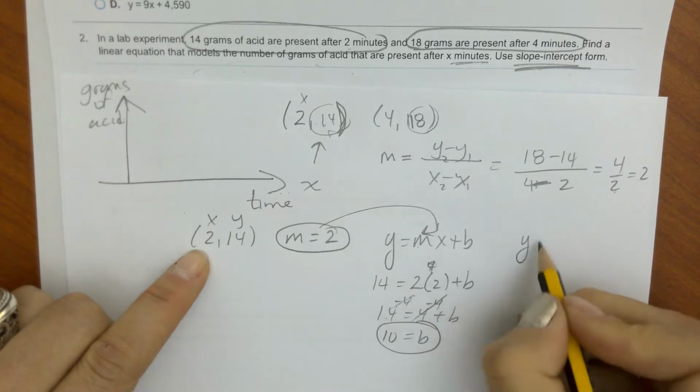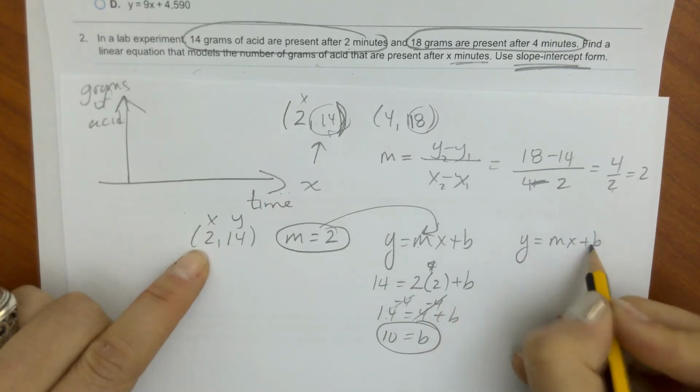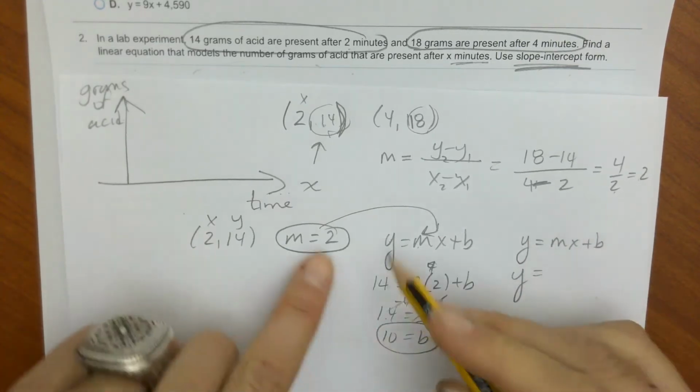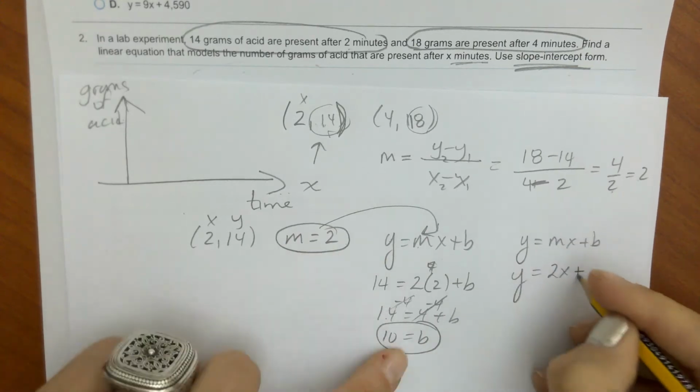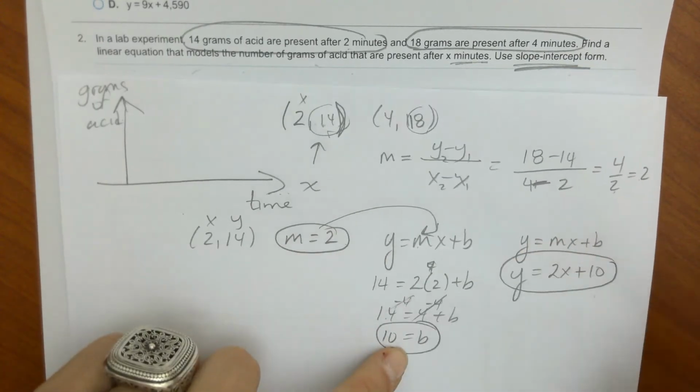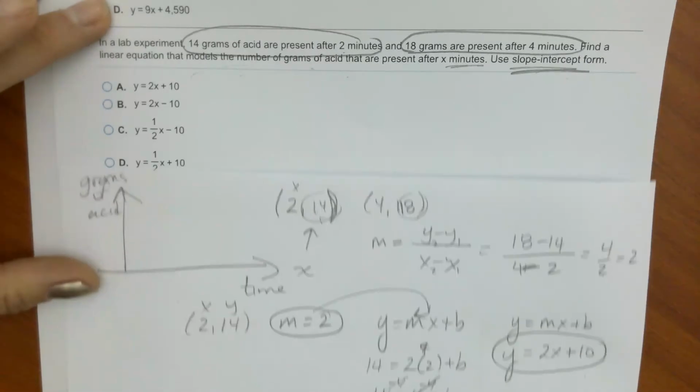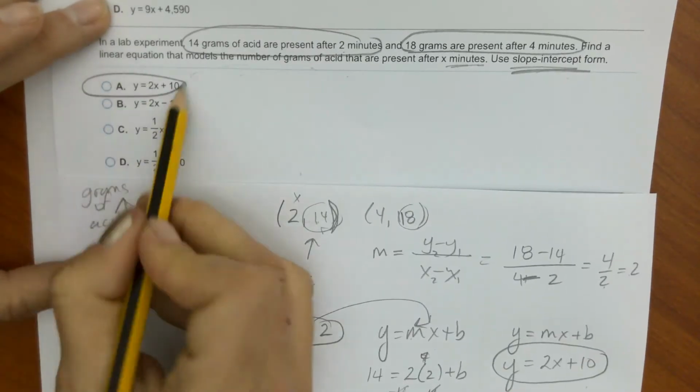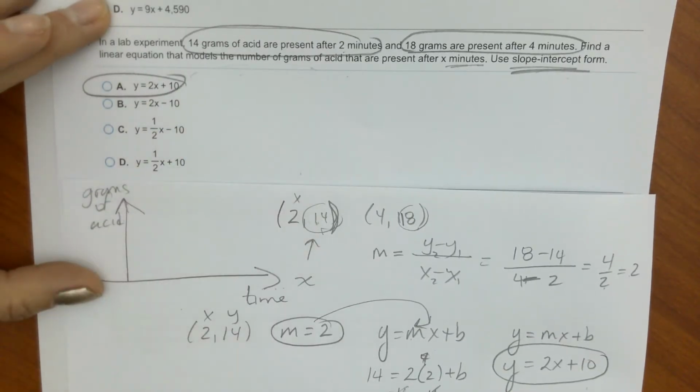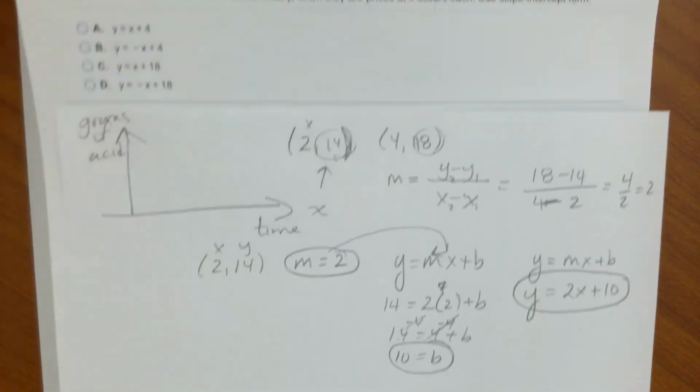So let's write this favorite equation again. So y is equal to m, which is 2, x plus 10. So there's my equation. Okay, so let's look at the next question, question 3.